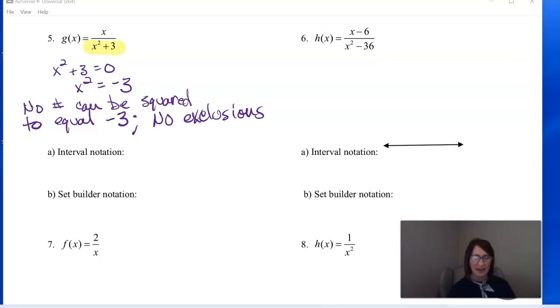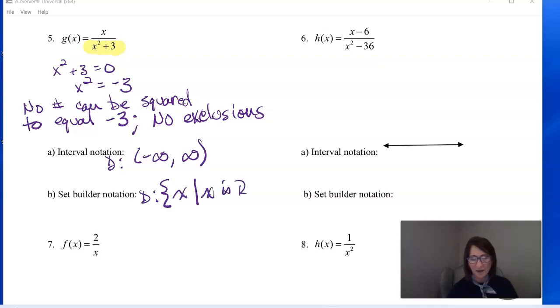So my domain is all real numbers, -∞ to +∞. That's my domain. In set builder notation, that'd be squiggly bracket, the set of all x such that x is a real number. Okay, let's look at problem 6. So problem 6, we're going to do the same thing. We're going to take that denominator and we're going to set it equal to 0.